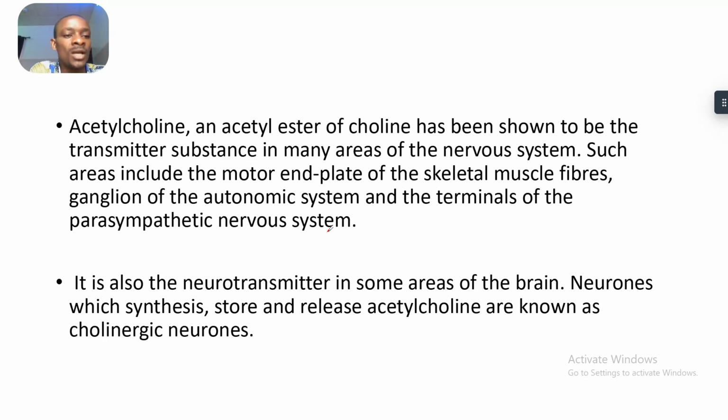constituents. Now, acetylcholine, an acetyl ester of choline, has been shown to be the transmitter substance in many areas of the nervous system. Such areas include the motor end plate of the skeletal muscle fibers, ganglia of the autonomic system, and the terminals of the parasympathetic nervous system. Now, it is also the neurotransmitter in some areas of the brain.